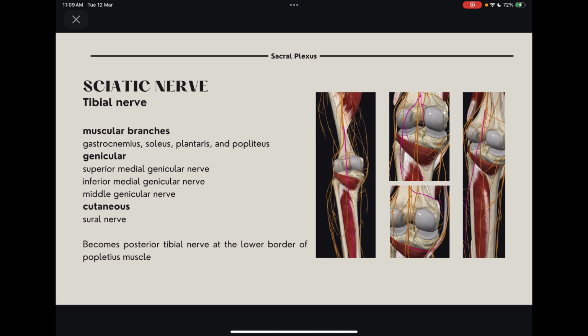The sural nerve will continue between the heads of the gastrocnemius muscle, piercing the fascia superiorly, and will get joined by the sural communicating branch from the common peroneal. It continues laterally and below and behind the lateral malleolus to supply the lower half of the back of the leg, the lateral side of the dorsum of the foot, and the lateral side of the little toe.